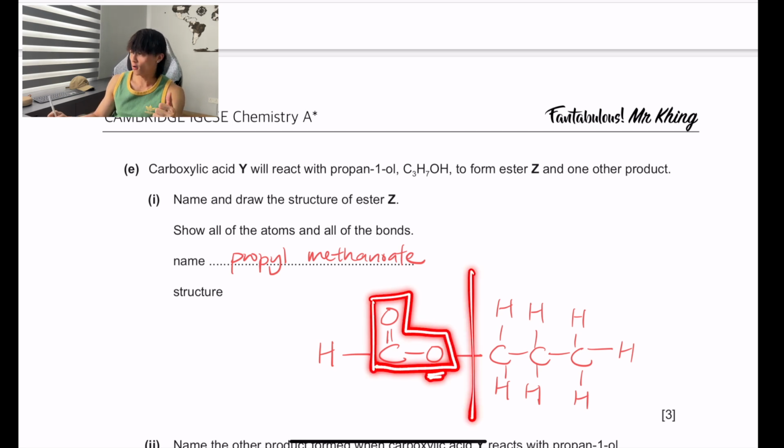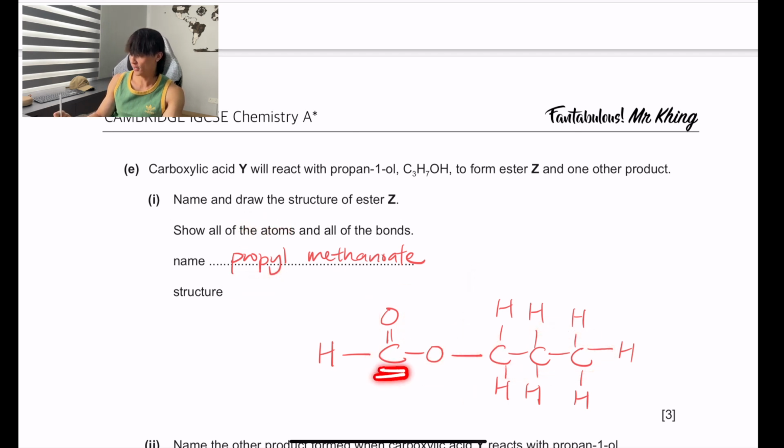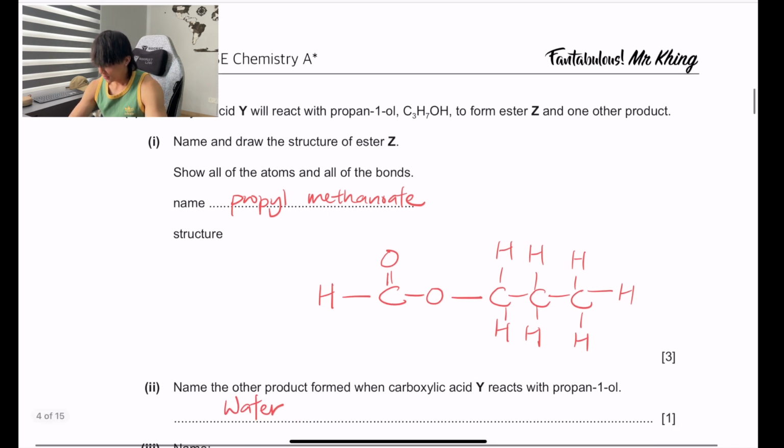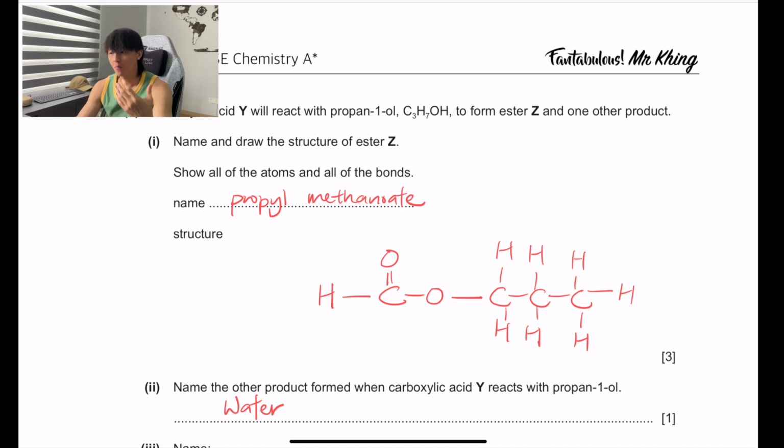See, alcohol, how many carbon? 3 carbon. Acid, 1 carbon, and you just place one more H over here. That's it. And what is the other product formed when carboxylic acid reacts with alcohol? Carboxylic acid reacts with alcohol to form ester and water.